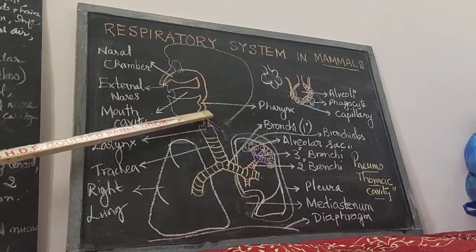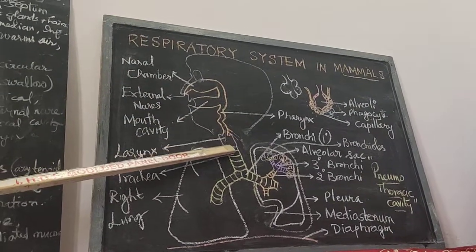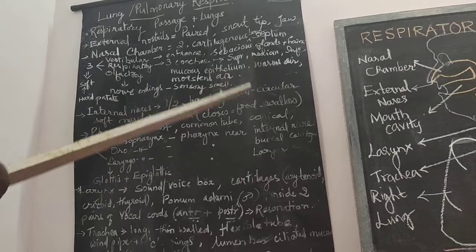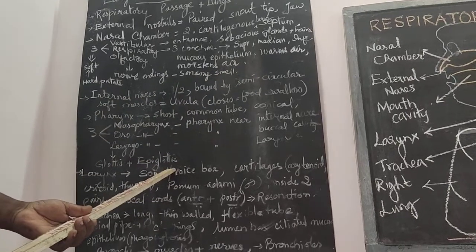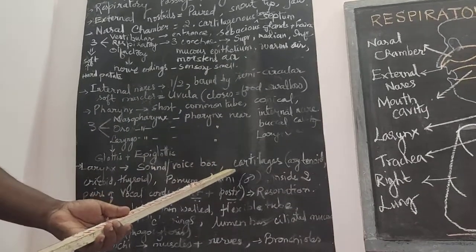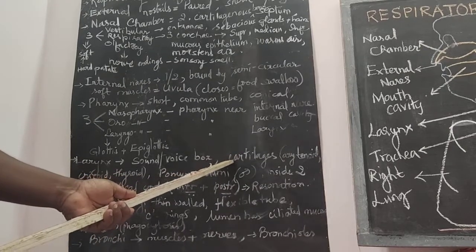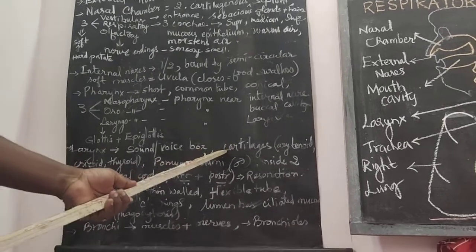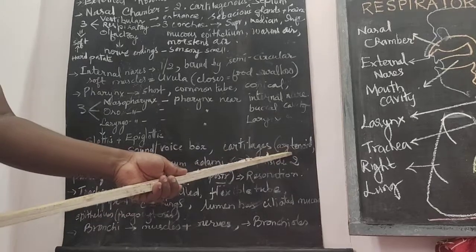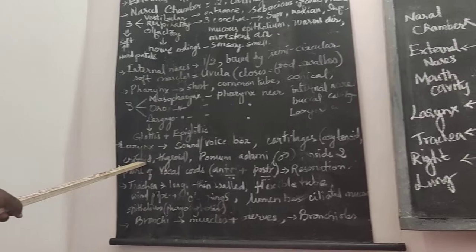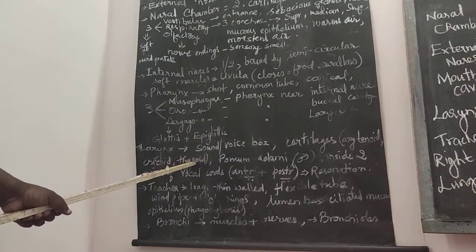The pharynx will lead into the larynx. The larynx is commonly called the voice box of the organism. The larynx is provided with special kinds of muscles externally and cartilages. They are protective in function. The cartilages include, in the case of mammals, the arytenoid cartilage, cricoid cartilage and thyroid cartilages.